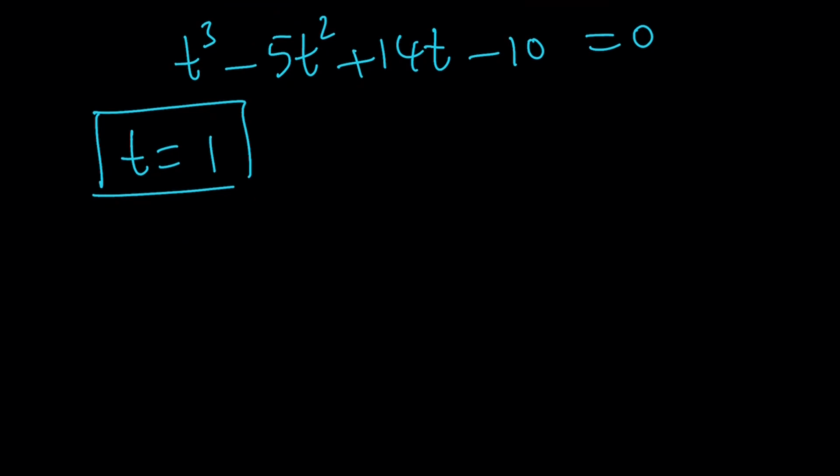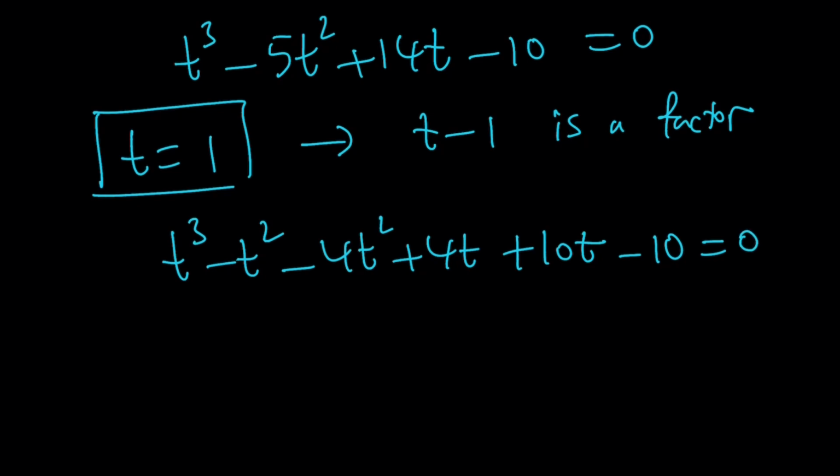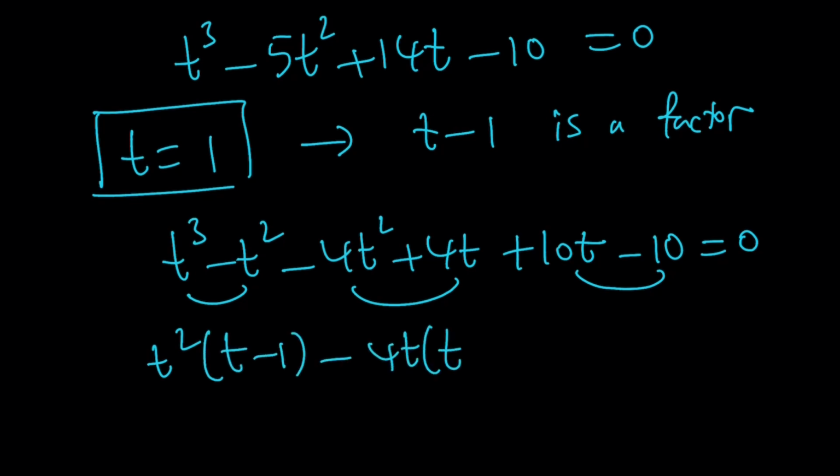Of course. You can go ahead and arrange this: t cubed minus t squared minus 4t squared plus 4t plus 10t. Notice that I'm taking terms to make this divisible by t minus 1. Because if t equals 1 is a solution, then t minus 1 is a factor, and I want to factor that out. So I have a balanced equation, which is really cool. And now I can factor by grouping. Notice that this is t squared times t minus 1. This is minus 4t times t minus 1. And this is plus 10 times t minus 1.